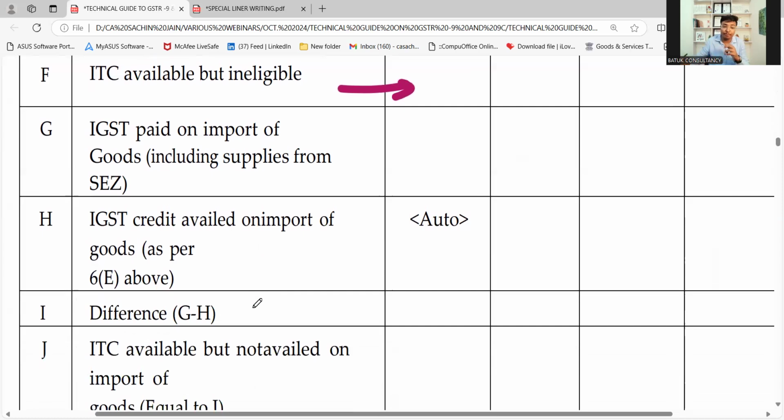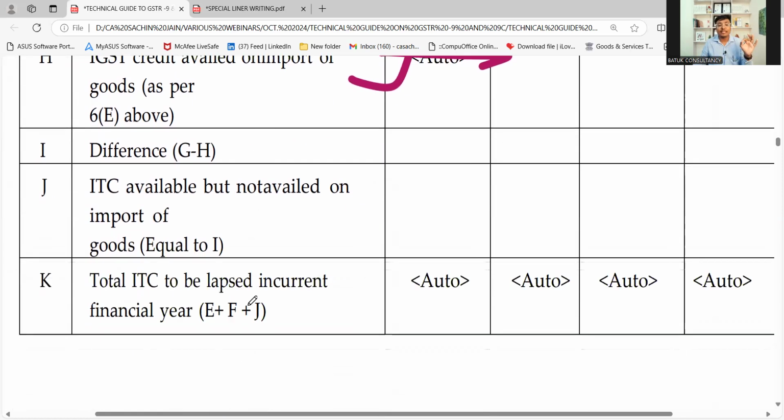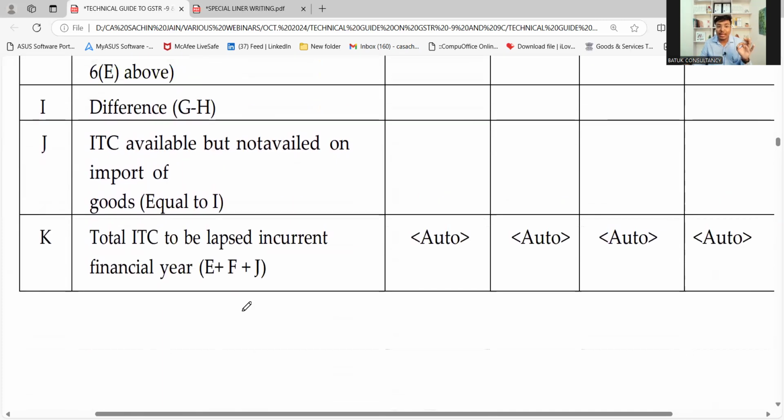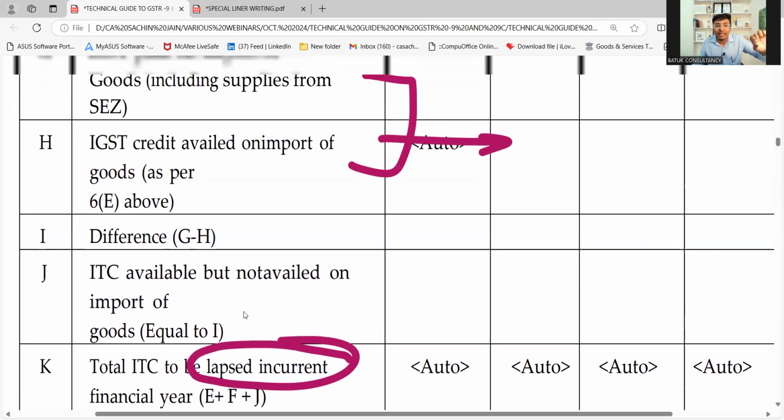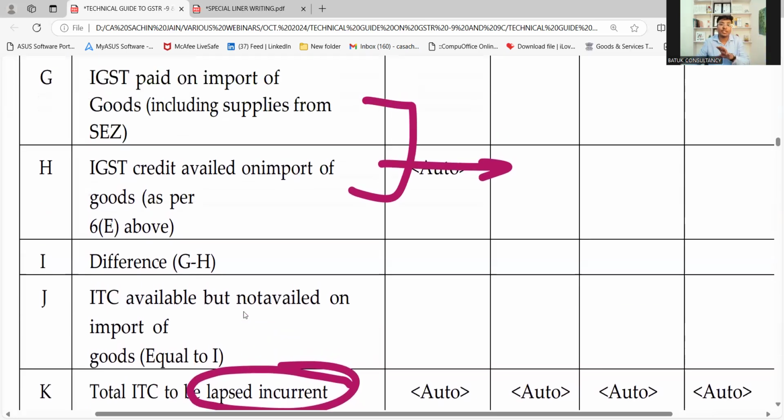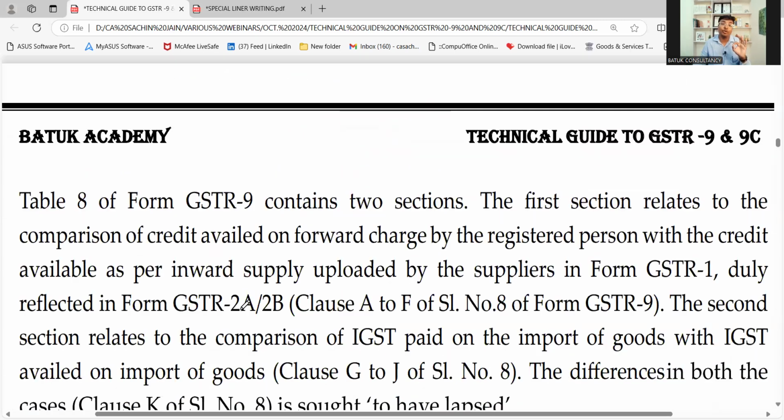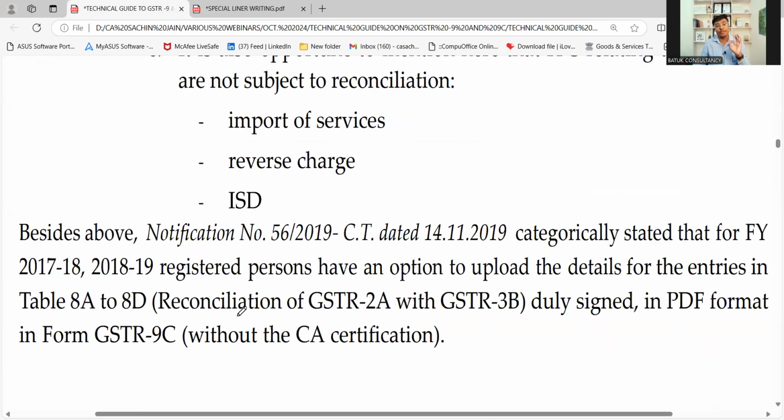IGST on import of goods, import of services, if this type of input tax credit is there, the same should be shown here, so that if any balance remains in such a situation, the same should be lapsed. Suppose certain input tax credit is available in 2A and we have not provided the bifurcation in the above parts, in such a situation the same will be shown as lapsed. That is the reconciliation of input tax credit from GSTR 2B with the GSTR 3B.